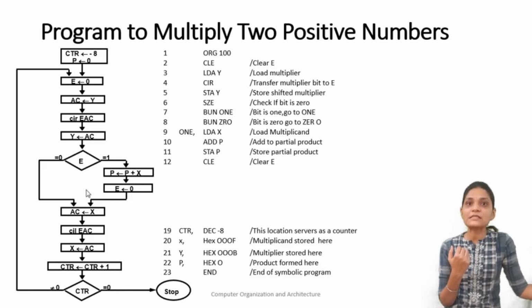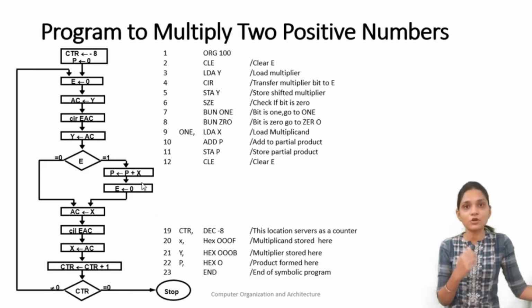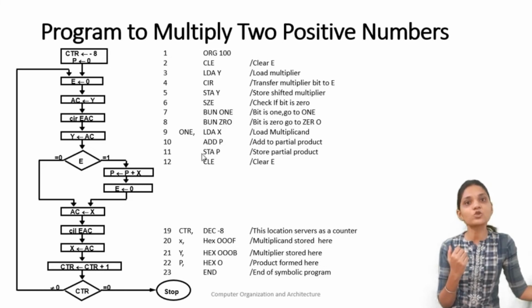So first we will check this portion that you are required to do only when your E flag is 1. In this you have to load the number X, then add the P location and then store at the P location. So load the number X, then add P, and then store at P. And after that, clear the E flag. This is the task if your carry flag or E flag is 1.